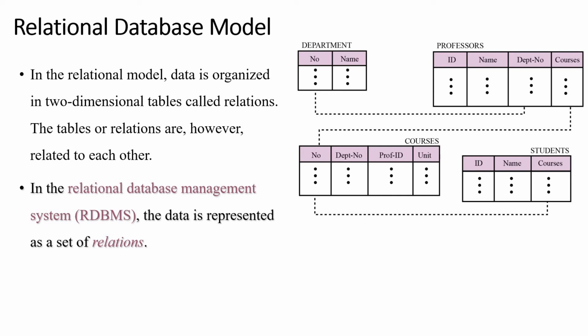In case of database terminology, tables are called relations. In a relational database management system, data is represented in the form of a set of relations, or we can also call it a set of tables.